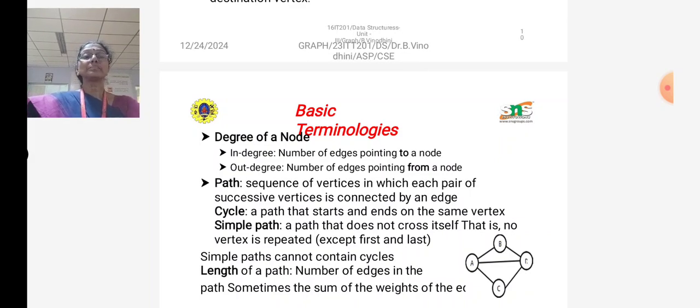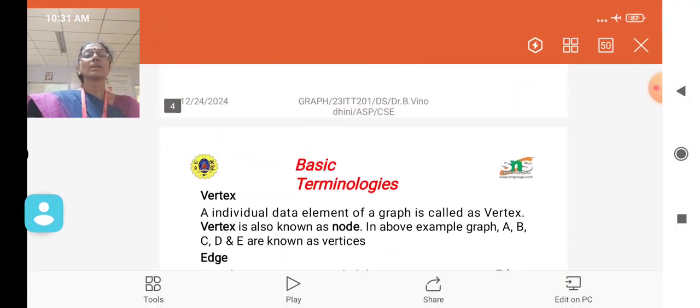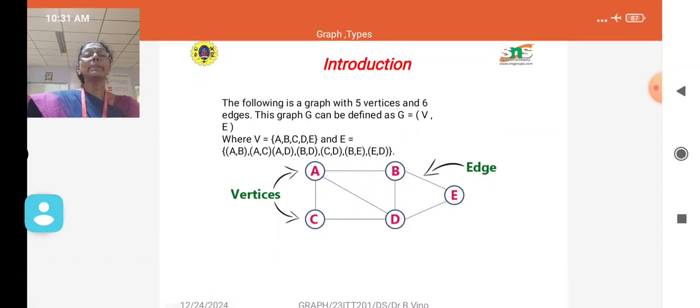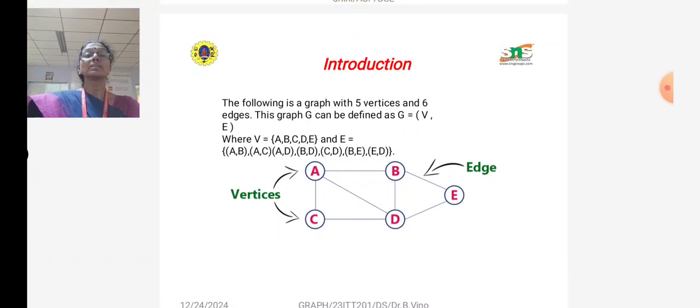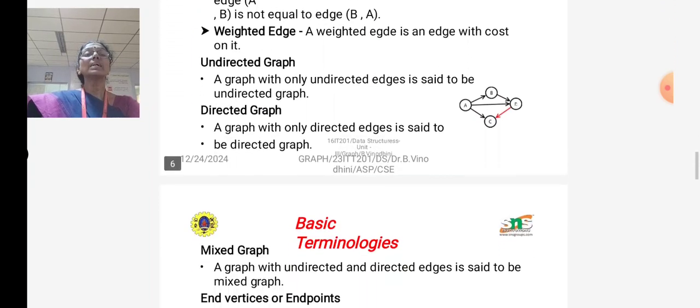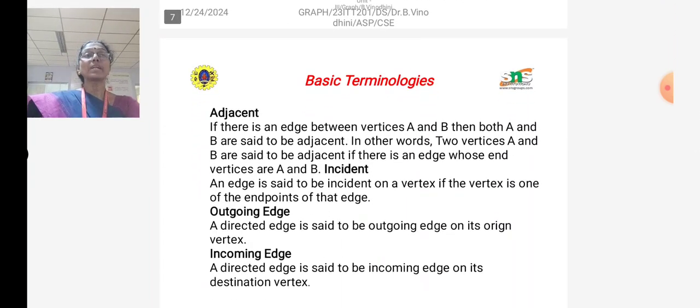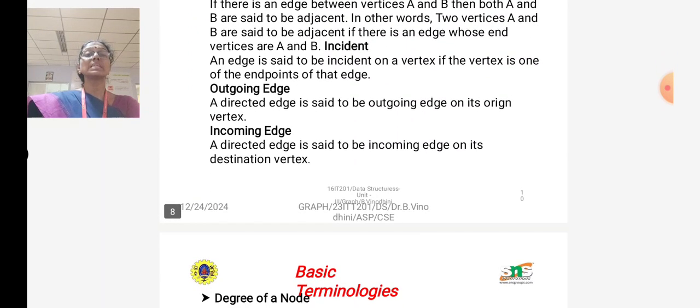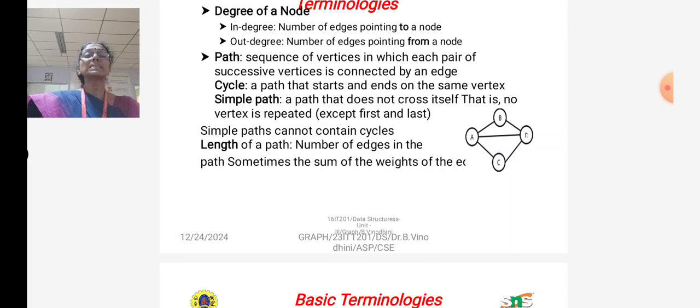Next is a path. Path is a sequence of vertices in which each pair of successive vertices is connected by an edge. For example, for a path from A to D, there is a path like A to B, B to D, or A to C, C to D. That sequence of vertices connected by edges is called a path. Next, the length is the number of edges in the path. Sometimes the sum of the weights is called the length.